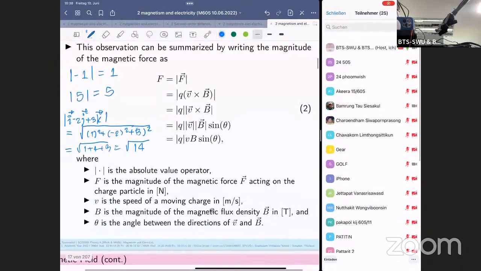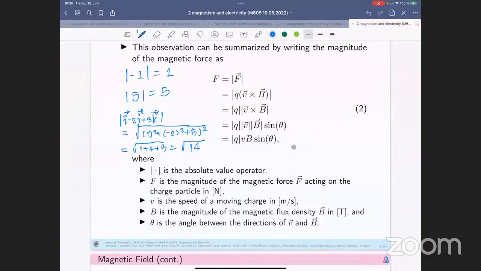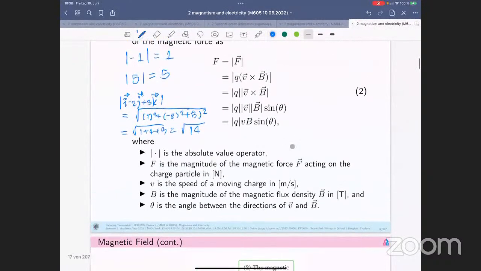If no one will join Zoom anymore, let me close this panel so that we can use 100% of the area of the screen. Okay.